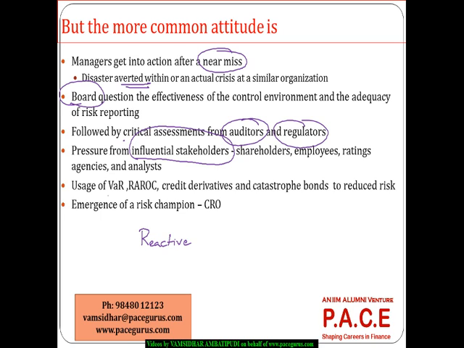There are so many tools that are available: value at risk, risk-adjusted return on capital. There are instruments like credit derivatives and catastrophe bonds. For different kinds of risk, different kinds of instruments are available in the capital market. So a proper understanding of different kinds of risks, how to deal with them, how to transfer them, how to reduce them is becoming one of the needs of the day for the whole enterprise. And that is where the organization comes out with a risk champion called the chief risk officer.